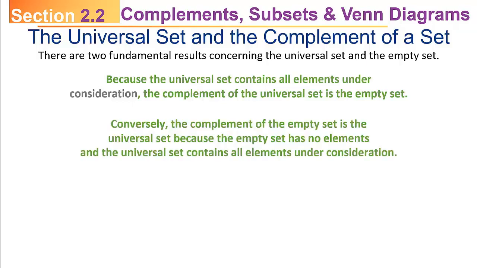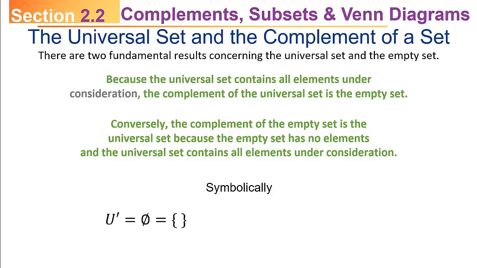Secondly, the complement of the empty set is a universal set because the empty set has no elements and the universal set contains all the elements. So the complement of nothing is everything. The complement of everything is nothing. The complement of nothing is everything.